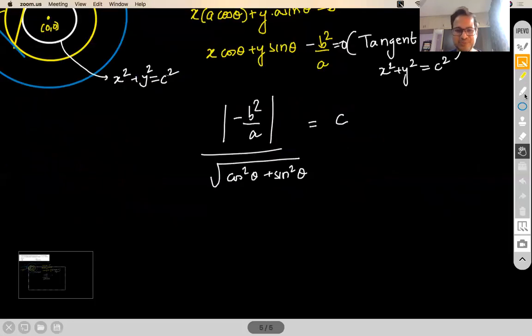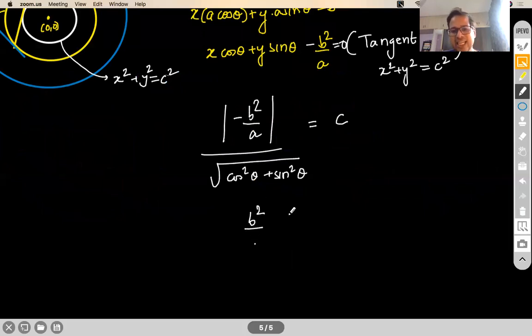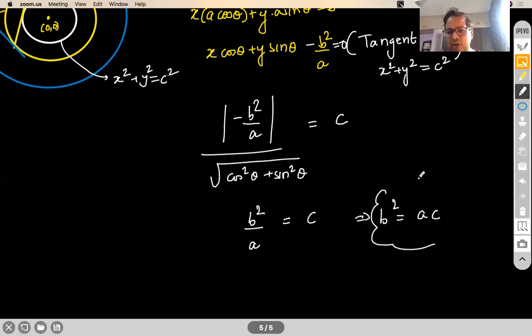Yes or no? Okay, now this is anyways 1. So you can write this as b square by a is equal to c. That means b square is equal to ac. They are all positive quantities, so there is no point putting a mod next to a and next to c. So this is the relation which a, b, c will obey, and that clearly implies they must be in GP.